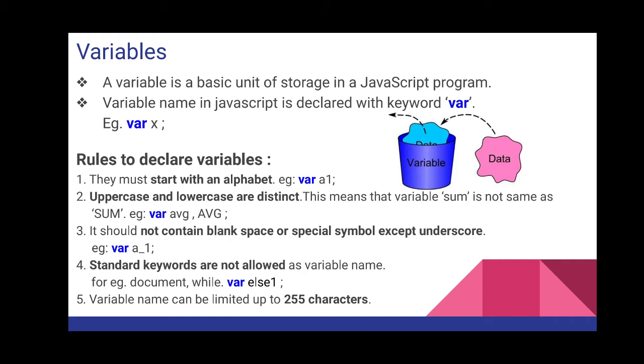And lastly, a variable name can be limited up to 255 characters. So you are limited to only 255 characters. You cannot give such a long name for your variable. Okay, so these are some rules which you need to keep in mind while you are naming a variable. Is that clear? So let us move to the next slide.